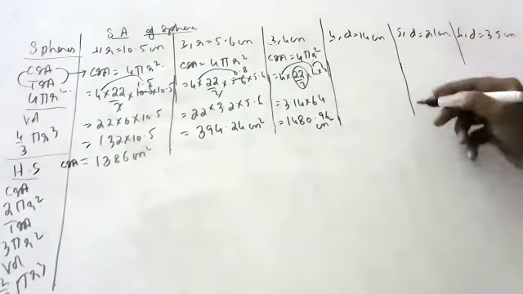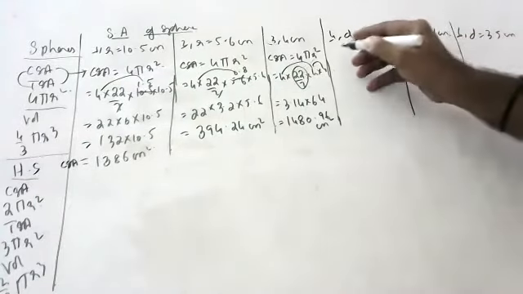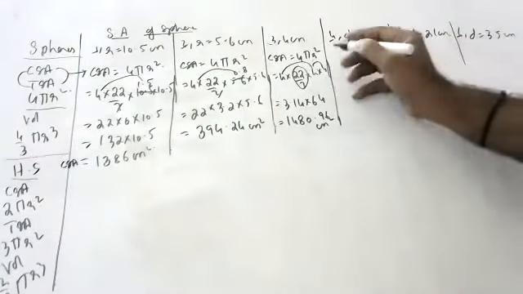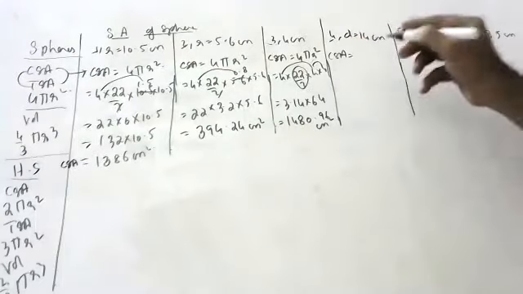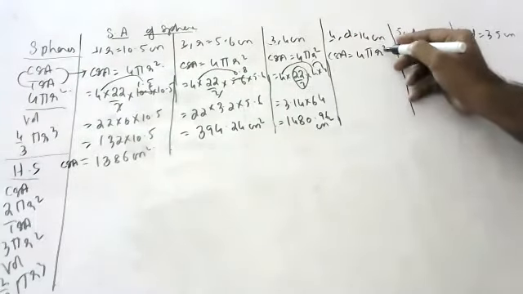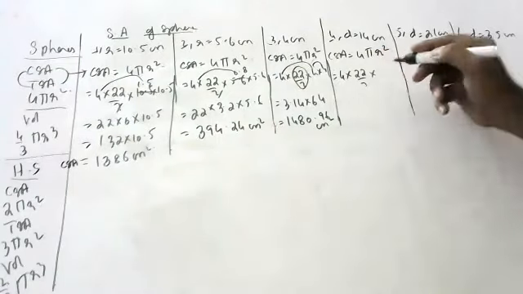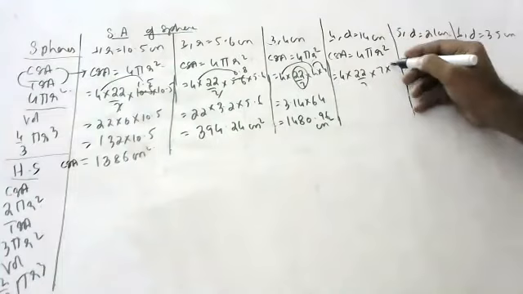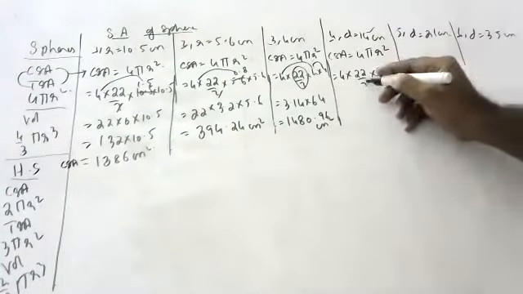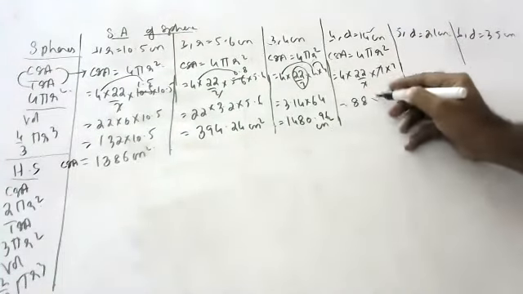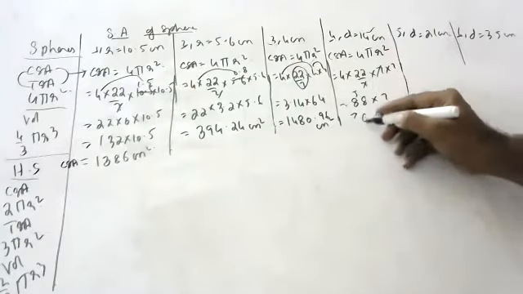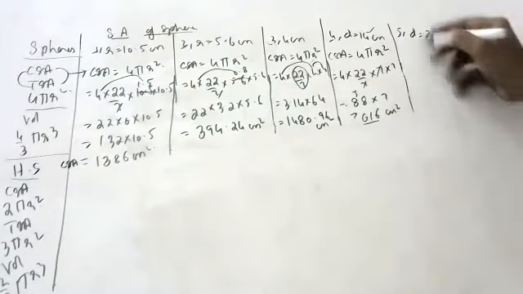Next, who will ask? Saisha, you tell now. Here, CSA of sphere. Yes, sir. 4 pi r square. 4 into 22 by 7 into 7 into 7. Very good. Because diameter is 14, its radius is 7. Very good. Now tell me then, 88 into 7. 616 centimeters square. Tell this also.